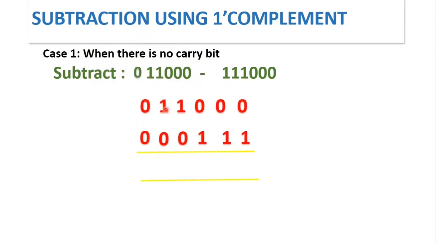We have written this number as it is and we have calculated the ones complement. That means 1 is replaced by 0, so 1 would be 0 0 0 and 0 0 0 would be 1 1 1. And then we have to add these numbers. 0 plus 1 is 1, 0 plus 1 is 1, 0 plus 1 is 1, and then 1 plus 0 is 1, 1 plus 0 is 1, and 0 plus 0 is 0.